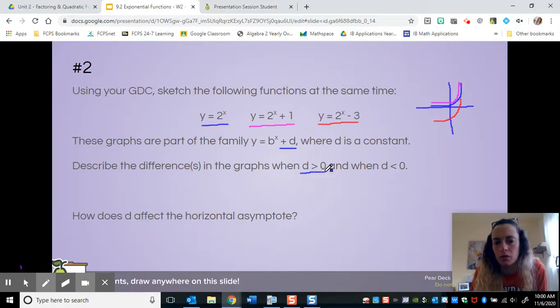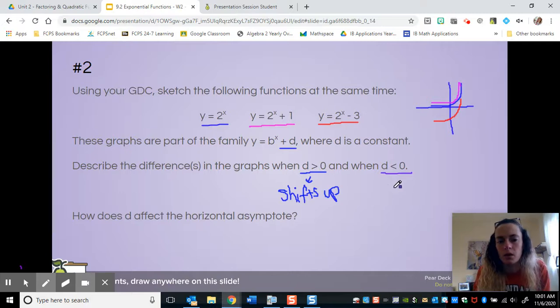So if we look at d is greater than 0 first, meaning that, looking at this pink graph, it took the original 2 to the x and it shifted it up 1 step. So when d is greater than 0, the graph will shift up. When d is less than 0, so looking at this -3, or this red graph over here, it took that original 2 to the x graph and it shifted it down by 3. So I would say when d is less than 0, it's a vertical shift down.